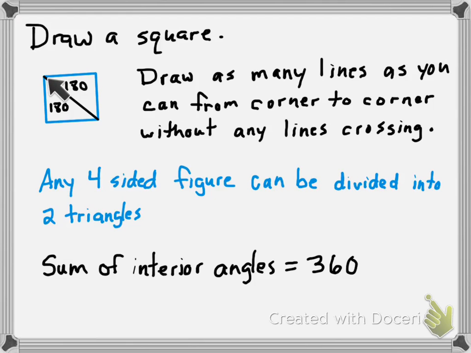Okay, so one corner across to another corner, as many as you can do without crossing any lines. Okay, and then you can see all you'll have left is triangles, and that's 180, that's 180, so the sum is 360. So any four-sided figure, the angles add up to 360 degrees.